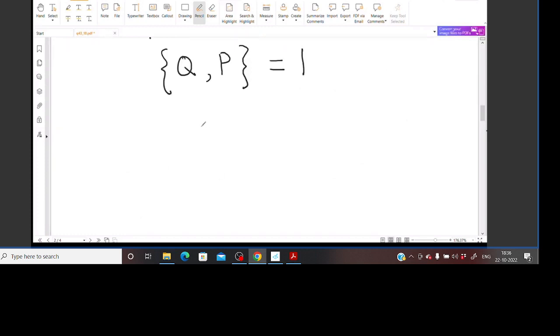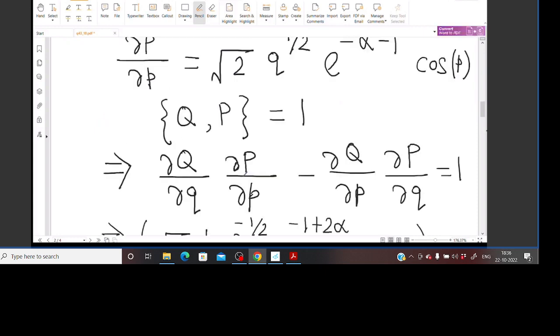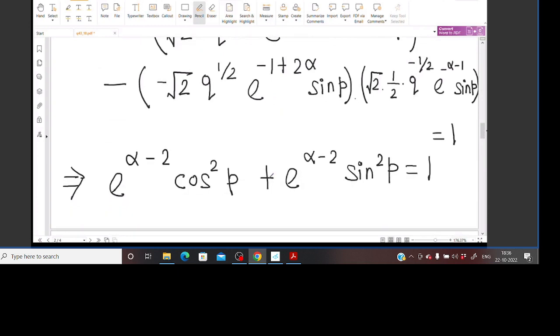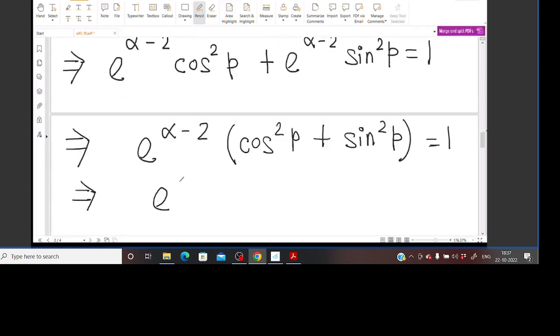Now, if the transformation mentioned in this question is canonical, then the Poisson's bracket of capital Q and capital P is equal to 1. Putting the values of the partial differentiations in this expression, and after doing some simplification, we get e to the power alpha minus 2 into cos square small p plus e to the power alpha minus 2 into sine square small p is equal to 1. Now cos square small p plus sine square small p is equal to 1. So we have e to the power alpha minus 2 equal to 1.